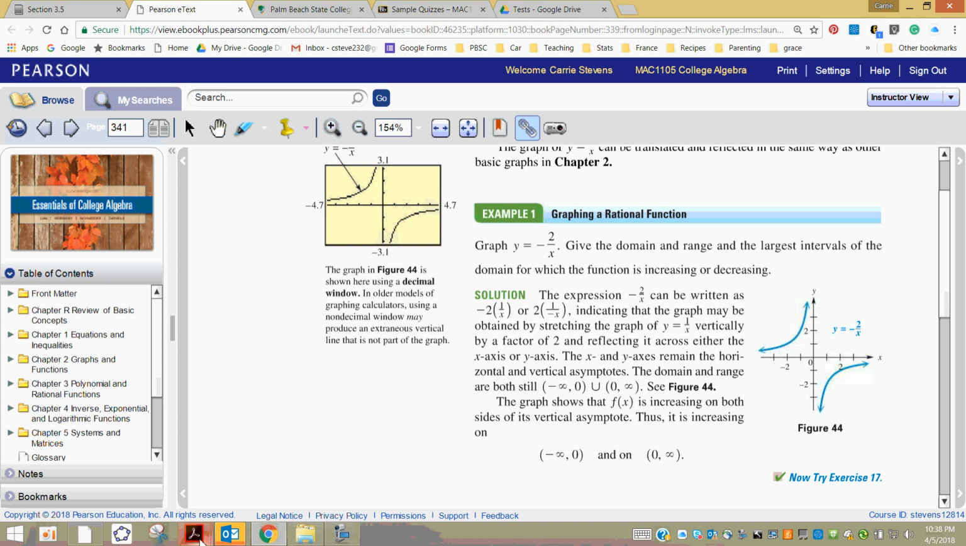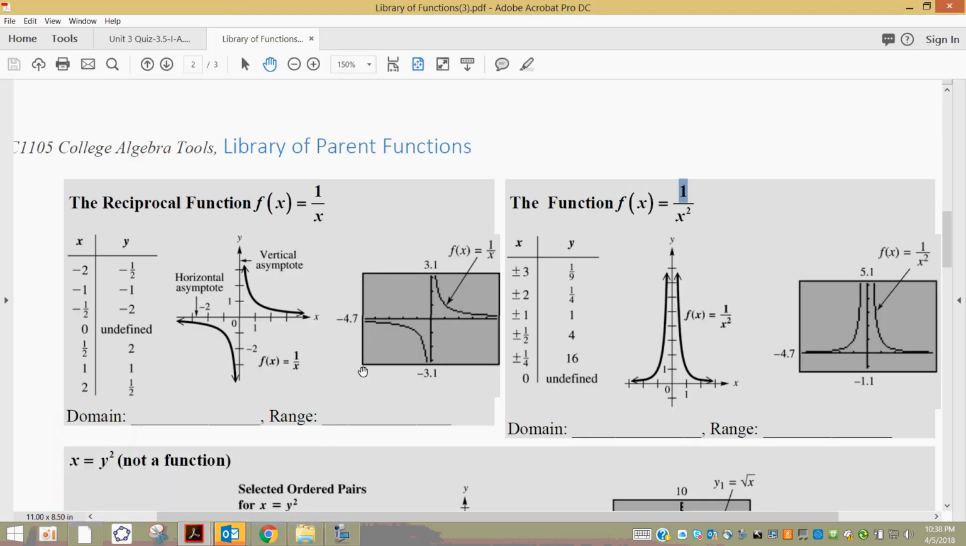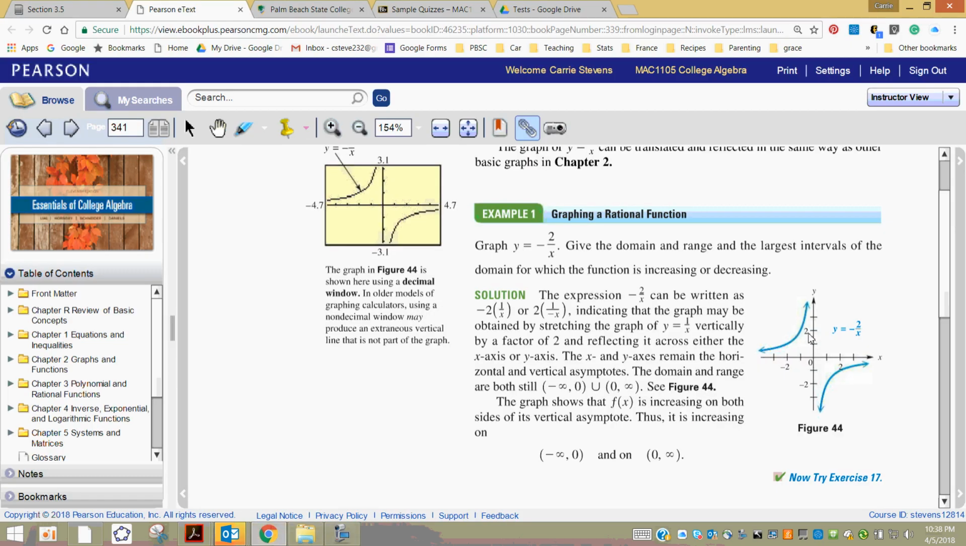And let's look back at the original parent function again. Yeah, you can see it's a little bit closer to the corners there than this one is. You can see it's kind of raised up a little bit.